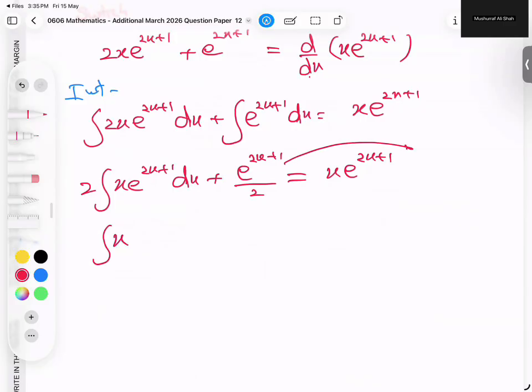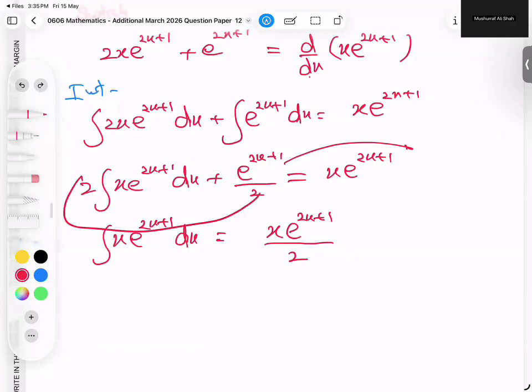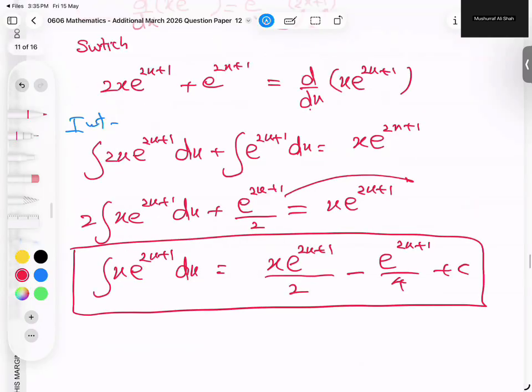So it means x e to power 2x plus 1 dx. So this x e to power 2x plus 1 over 2, this 2 comes from here, dividing. And this 2 and 2, 4. And plus c. I hope the point is very clear and we have done it completely.